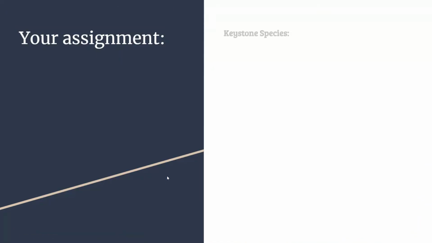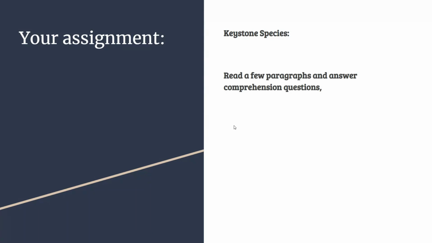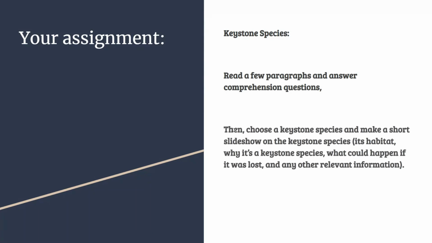So your assignment in Canvas, there's a keystone species assignment on there. You're going to read a few paragraphs and answer some comprehension questions. And then after that, you're going to choose a keystone species and make a short slideshow on the keystone species. If you want to, you could even make a video if you don't want to make a slideshow. That might be a little more interesting.